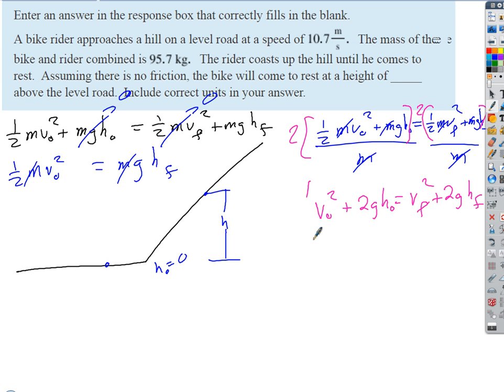plus 2 g h final. So if we want to, I mean, we don't need to, but we could even write a new equation if we wanted to that relates initial and final velocities and heights. But we did it. It's just right here, right? This is probably the best way to do it because it's actually writing those energies. Okay? Make sense?